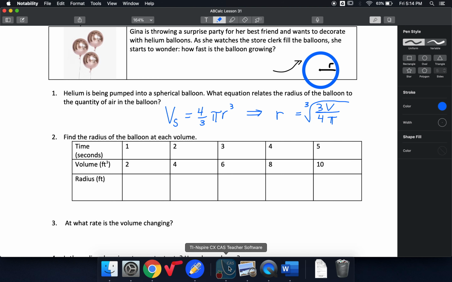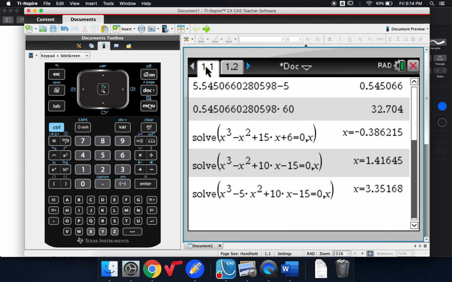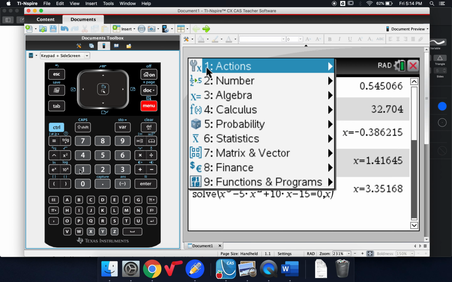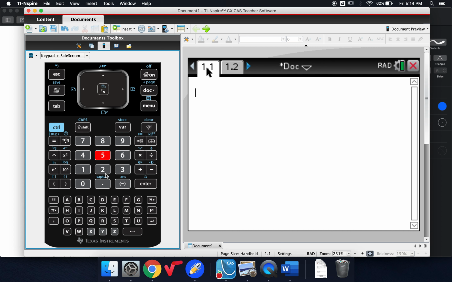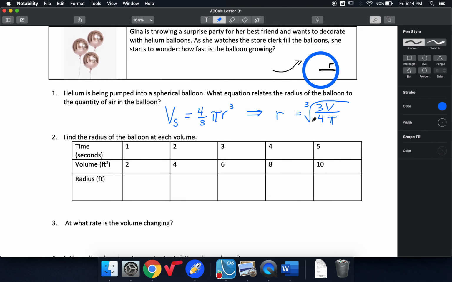So after 1 second, I'm going to come in here. Let me clear out my history. Okay, so we had 2 cubic feet. So I'm going to do the cube root of, and then I'm going to put in a fraction. All right, we had 3 times the volume over 4 pi.